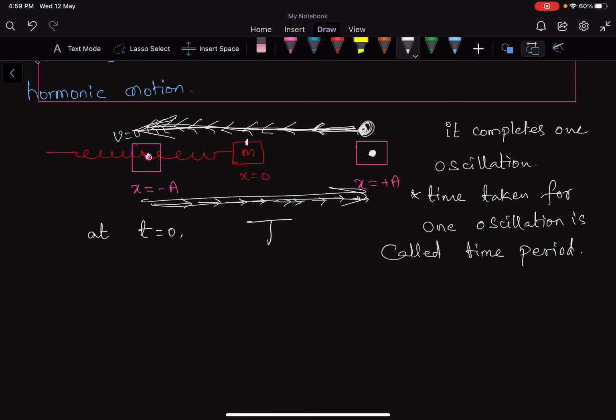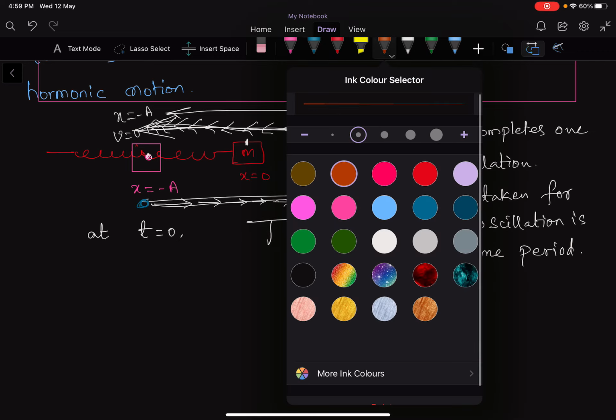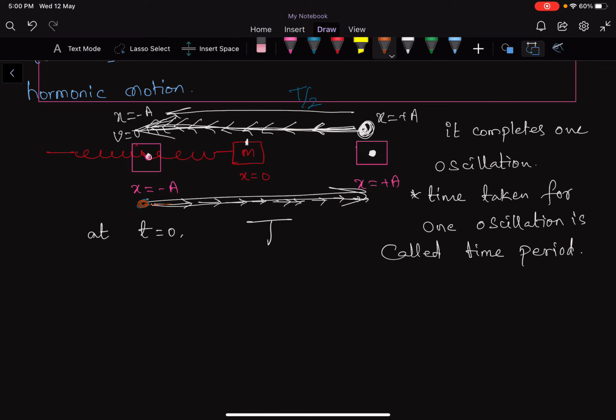Time taken to move from x equal to plus a to x equal to minus a is only T by 2. And time taken to move from x equal to minus a to x equal to plus a is again T by 2. Total time taken from positive a to negative a and negative a to positive a is T by 2 plus T by 2. Total time period is T, capital T.